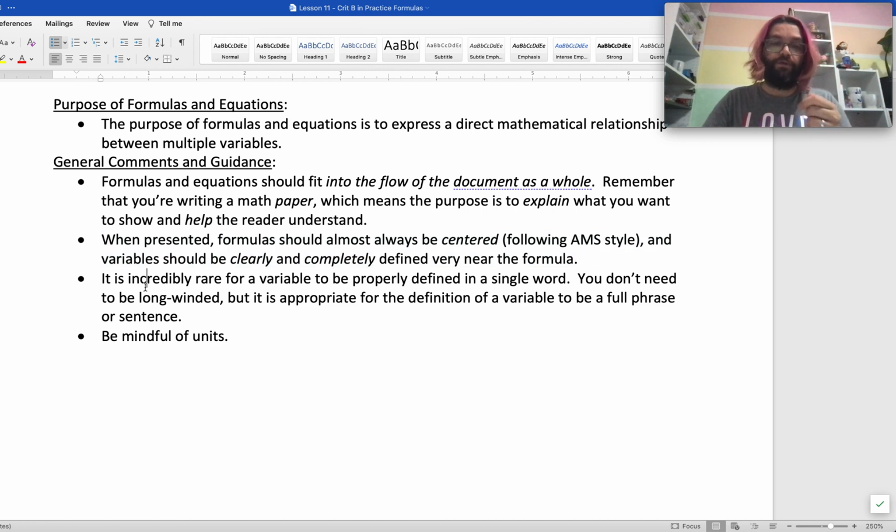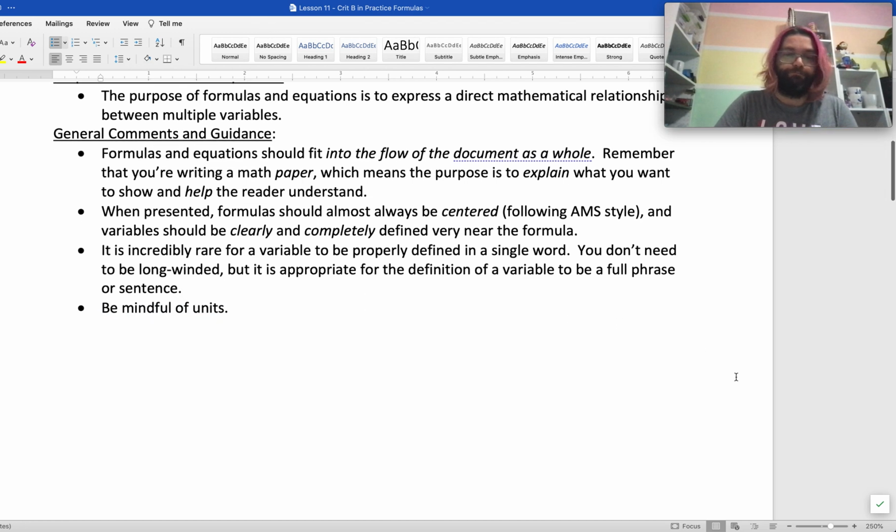About defining variables: it is incredibly rare for a variable to be properly defined in only a single word. You don't need to be long, you don't need to take sentences, but it's appropriate for the definition of a variable to be a full phrase or a sentence, and you'll see that in the examples in just a second. The last thing I would say is be mindful of units. If units are something that you recorded in your investigation, in your exploration, you should include them when you're defining the variables.